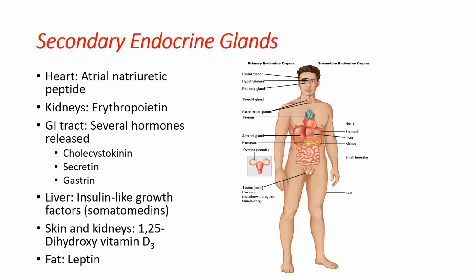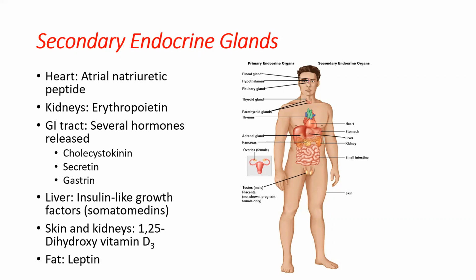Then there are the skin and the kidneys. Collectively, these two structures help with the production of vitamin D3 in its activated or hydroxylated form. This is what turns vitamin D in our skin, with the help of sunlight, into the active form of vitamin D, which is 1,25-dihydroxy vitamin D3, otherwise known as calcitriol.